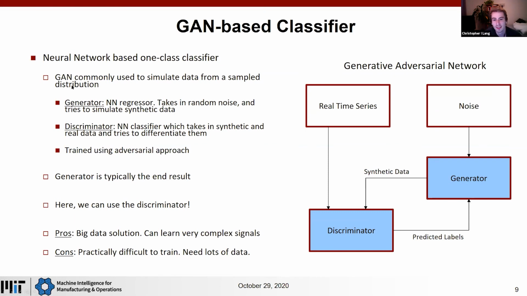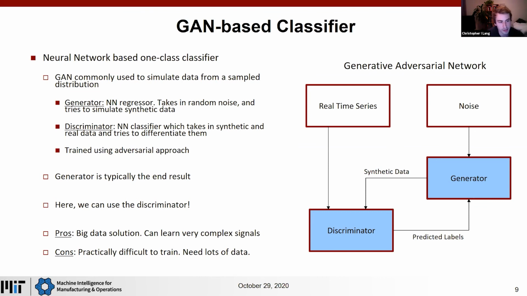So GANs are typically used to simulate data from some sample distribution, and they are comprised of two different parts. There's a generator and a discriminator. The generator tries to take in noise and spit out synthetic data which matches data from a real time series. Then the discriminator tries to determine if the data coming in is either real or synthetic, and then outputs its predictive label to feed back into the generator. And so you can use this to adversarially train both of these in order to trick each other. The discriminator is trying its best to determine if it's real or synthetic, and the generator is trying to create the best synthetic data possible.